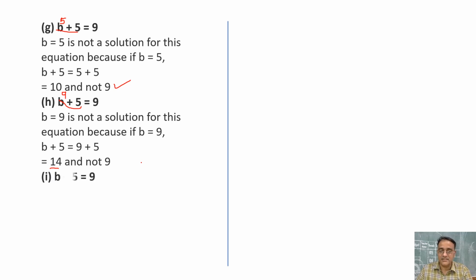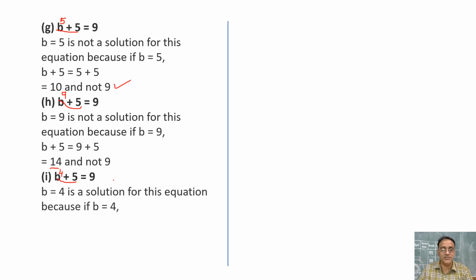Next question, same b + 5 = 9 and the value of b is given as 4. What is 4 plus 5? 9. So we are getting RHS. Equation satisfied. So therefore b = 4 is a solution for this equation, because if we substitute b = 4, we are getting LHS equal to 9, and therefore the equation is satisfied.